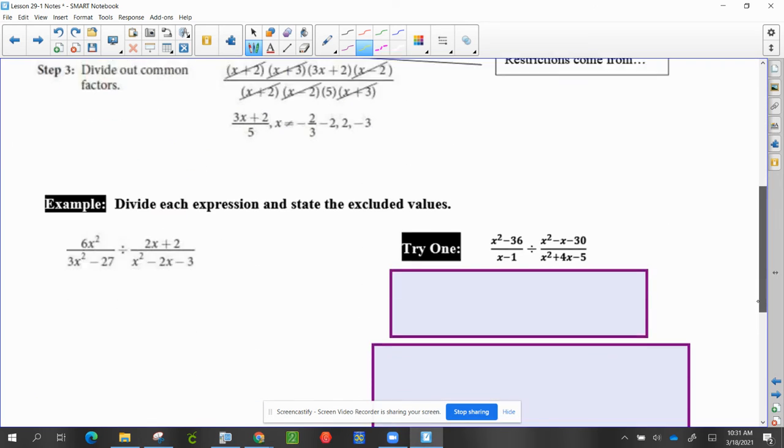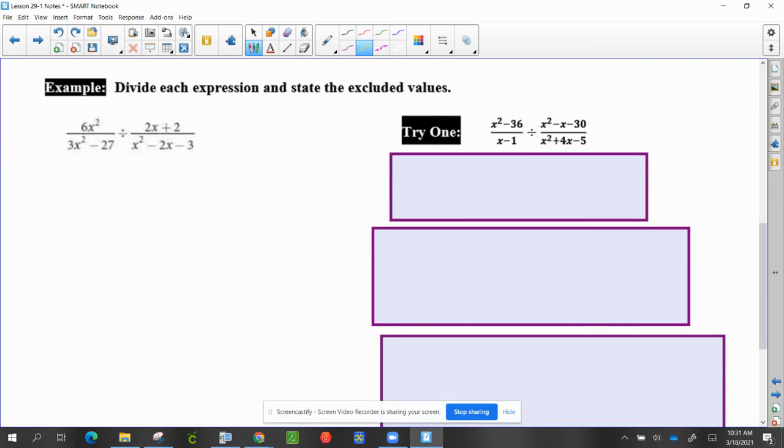Okay, so let's look at these expressions here. I have 6x squared divided by 3x squared minus 27, and we're going to divide that by 2x plus 2 over x squared minus 2x minus 3. Remember, for division, we don't actually divide. We're going to keep the first fraction the same, change this to multiplication, and then use the reciprocal of the second fraction. So I just flip the order around here.